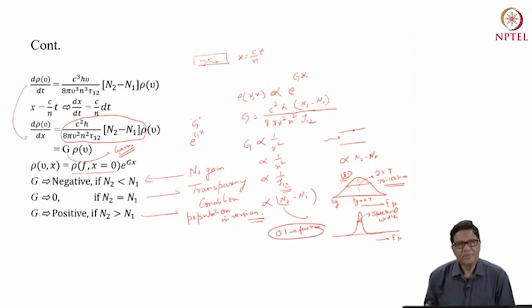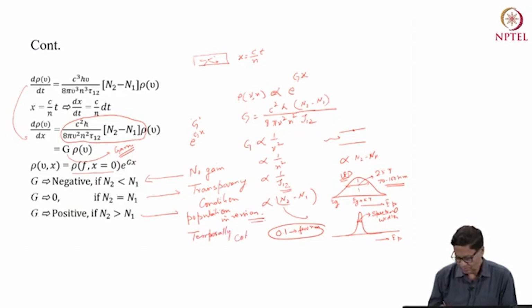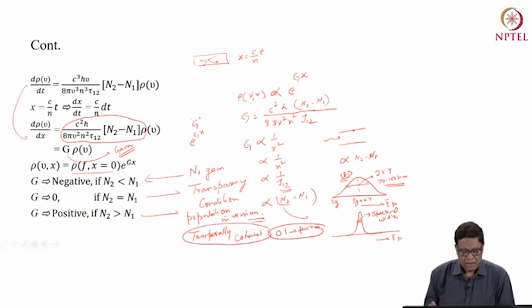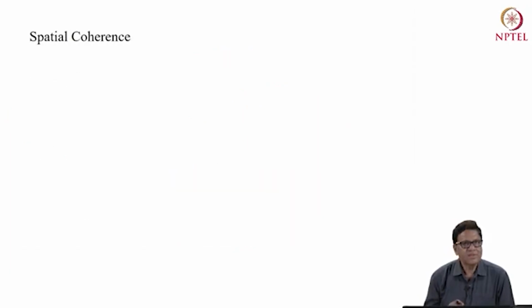So we can now say that this source is temporally coherent. We have done some analysis and understood why the spectral width in case of a laser diode is very less and the source is temporally coherent. Now let us see the other part, that is spatial coherence.